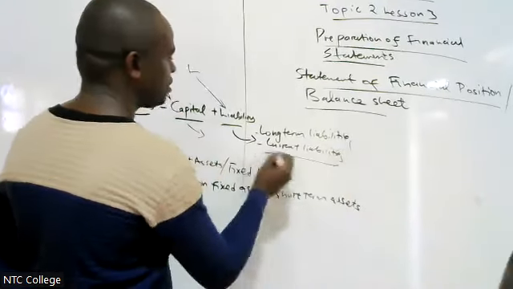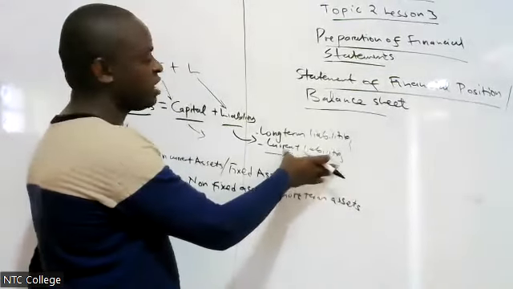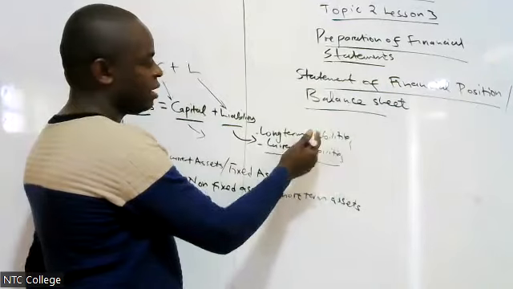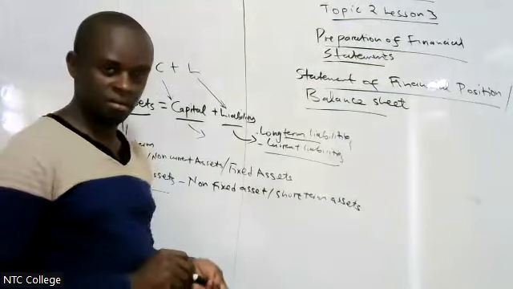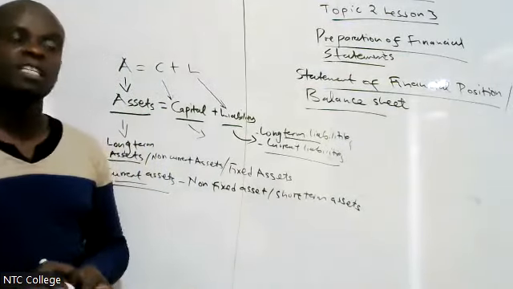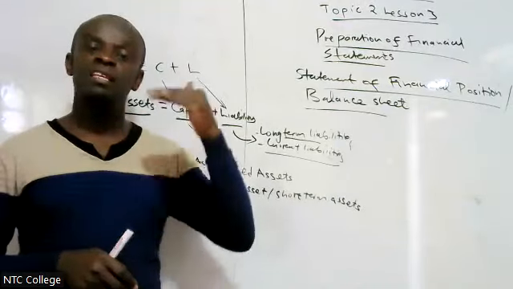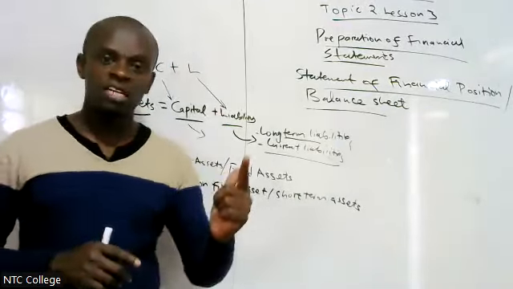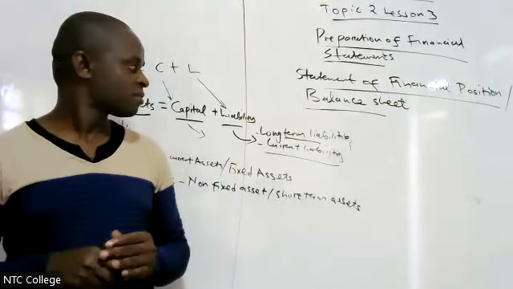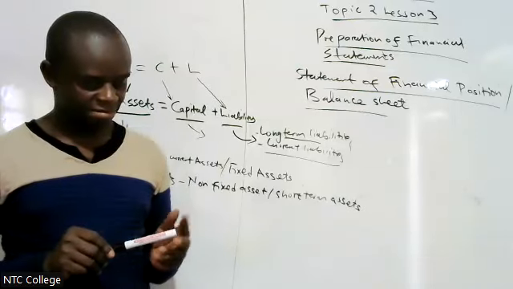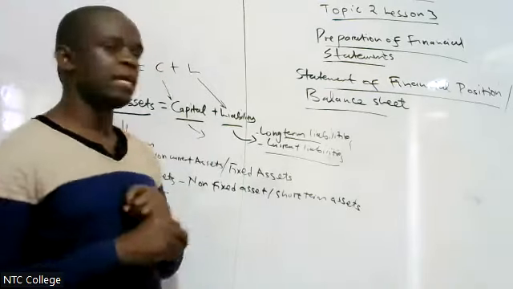Now, current liabilities, just like current assets, are liabilities that are supposed to be paid within 1 year. While long-term liabilities are liabilities that are expected to be paid in a period of more than 1 year. So, for instance, if a business borrowed a loan from, let's say, Equity Bank, and this loan is supposed to be paid in the next 5 years, is that a long-term or a short-term liability? Yes, Teresa? Very good, it's a long-term liability.